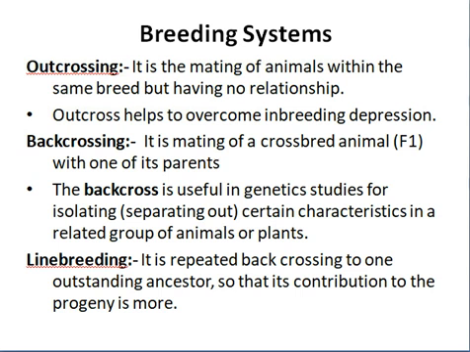In this, it is a repeated backcrossing to one outstanding ancestor so that its contribution to the progeny becomes more. So what we do is we continuously backcross the offspring to one of its outstanding ancestors. It could be its parent, it could be its grandparent. So we usually use its semen to increase the blood of that animal in this line. So this is called line breeding.